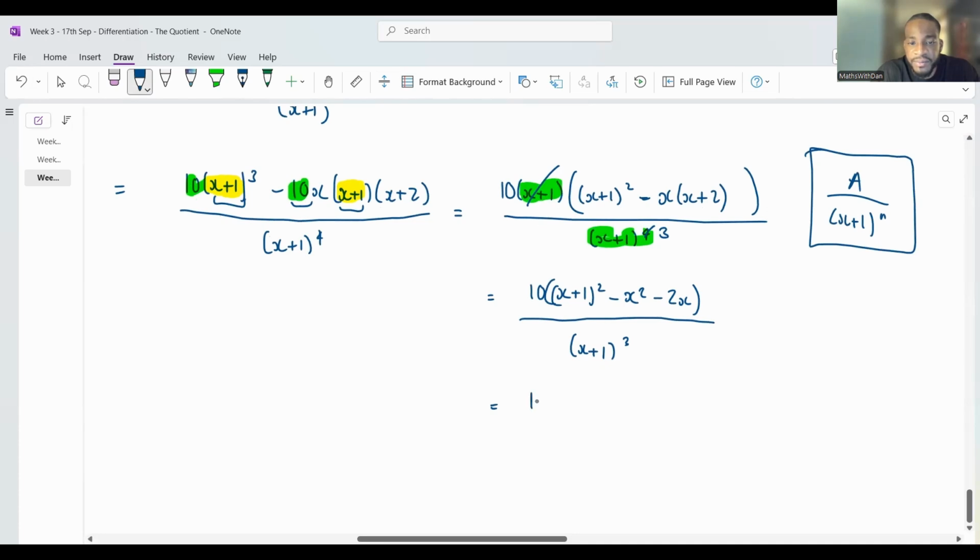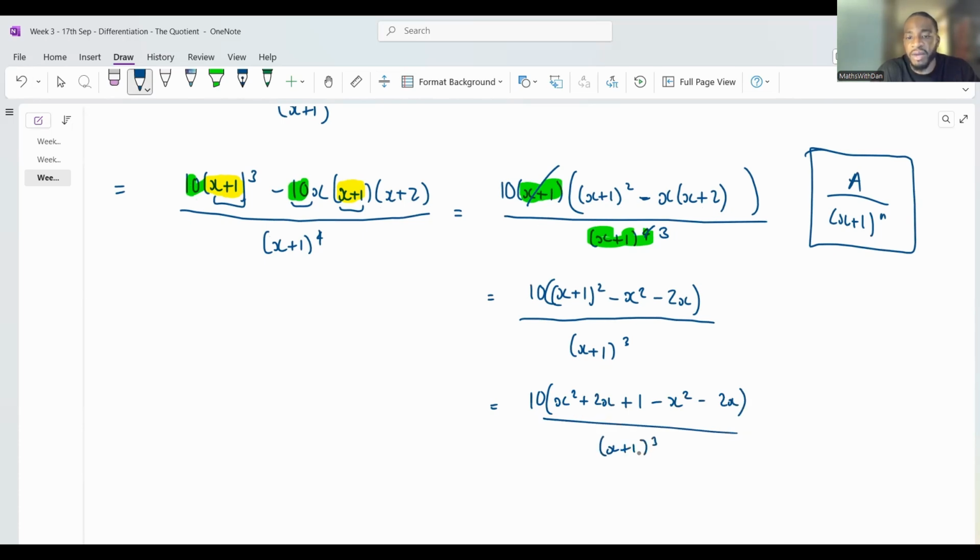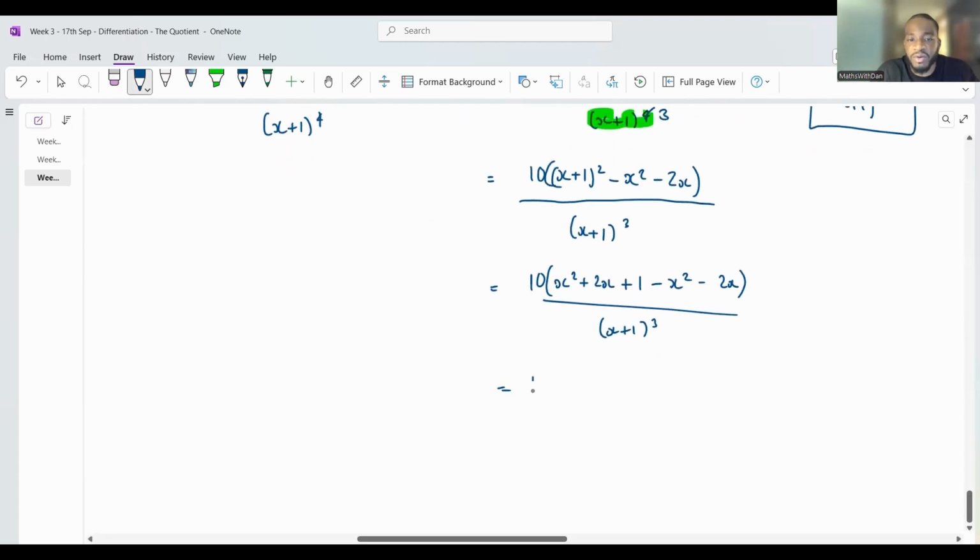It's gonna be 10, and then let's expand the x plus 1 all squared. You can put it into two brackets, but I'll just do it like this. x squared plus 2x plus 1 minus x squared minus 2x, like that, all over x plus 1 to the power of 3. What can I do with this? Well, I've got a 10 there. What do I have? Well, goodbye, goodbye. The x squared's cancel, so do the 2x's. You're just left with a positive 1.